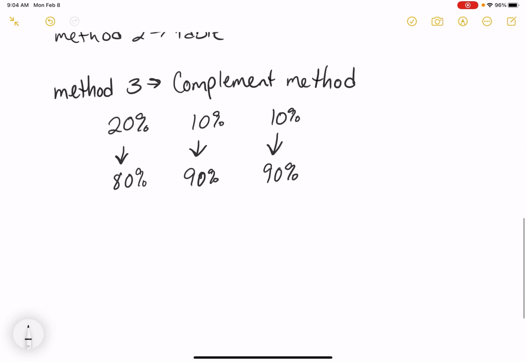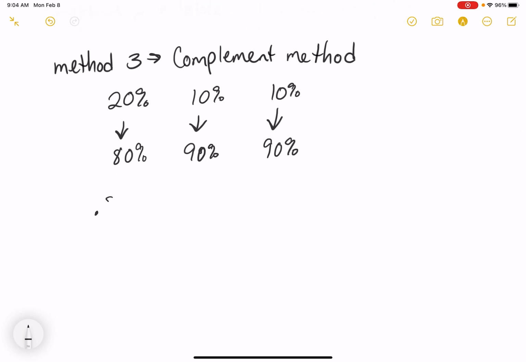So to find the single discount equivalent, all we do is take 0.80 times 0.90 times 0.90, and what do we get? 0.648. 64.8%. Same number across the board using all 3 different methods. Complement method's the best, right? Yeah. It's even easier than the table, for sure.